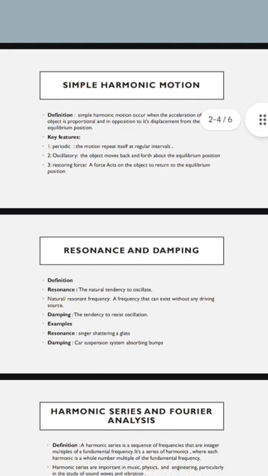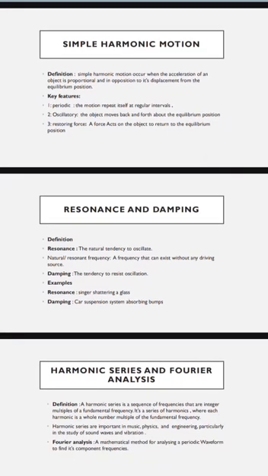Now we move forward to resonance and damping. Resonance is the natural tendency to oscillate. Damping is the tendency to resist oscillation. Resonance occurs when an object vibrates at its natural frequency due to an external periodic force. For example, a singer hitting the right note can shatter a glass if the note matches the glass's natural frequency. Damping is the gradual loss of energy in an oscillating system, reducing its amplitude over time. For example, a swinging pendulum eventually stops due to air resistance.